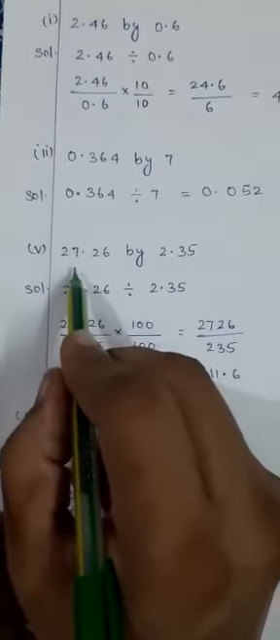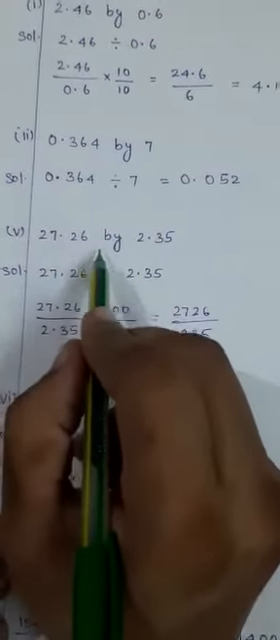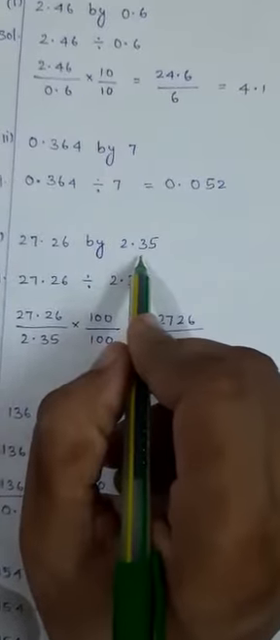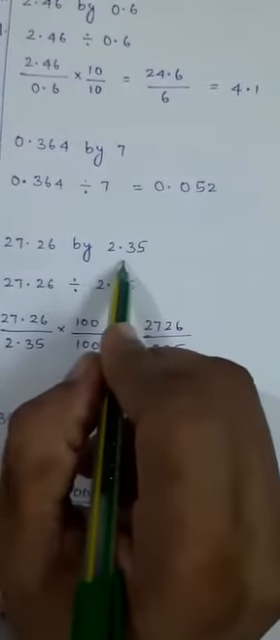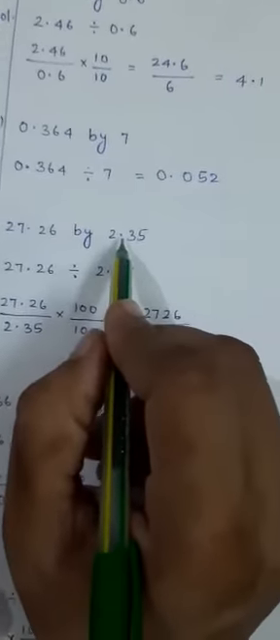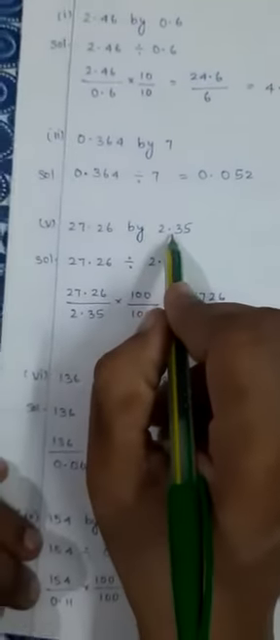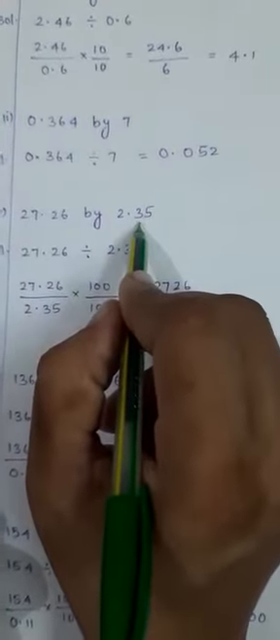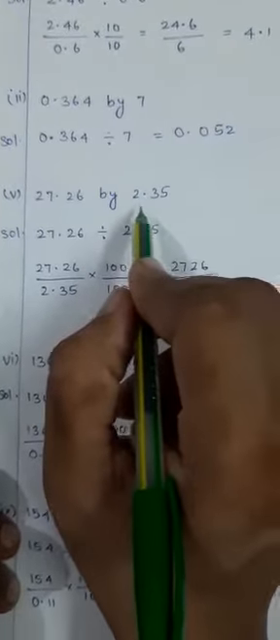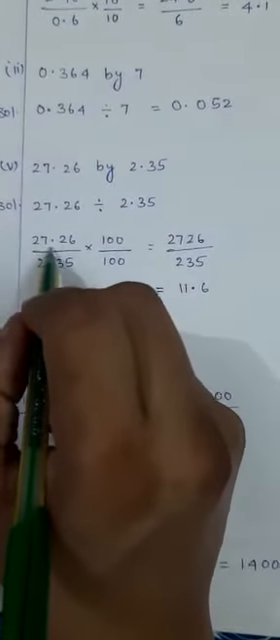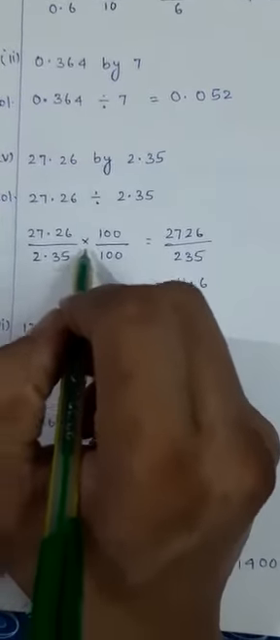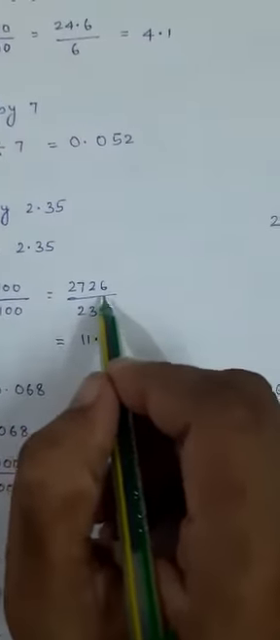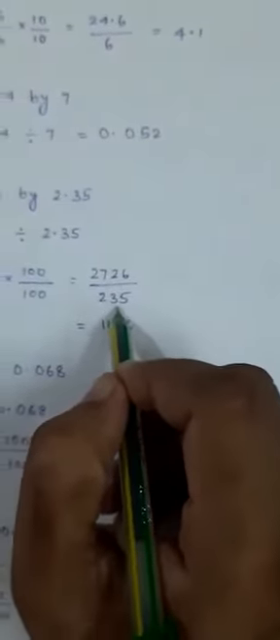Next question. 27.26 by 2.35. Here also the divisor contains decimal numbers. So first remove the decimal point. Here after the decimal point 2 digits are there. So multiply both sides by 100. So this becomes 27.26 divided by 2.35, multiplied by 100, so this is 2726 divided by 235.